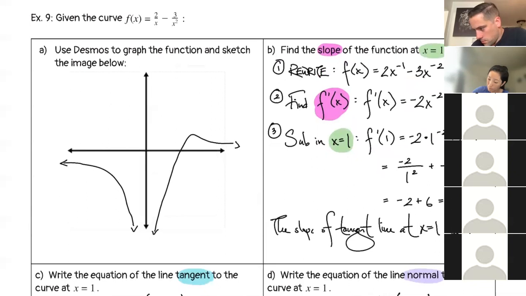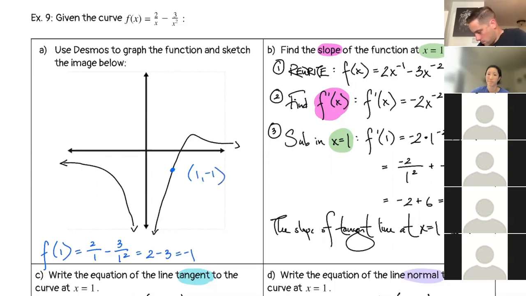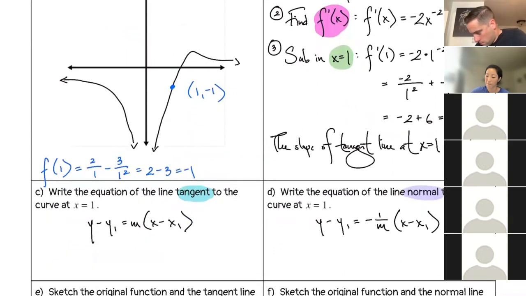So how do we find that? We take our function, we plug in 1. We compute some things. And we find that we're going to get a point right about here of (1, -1). Okay.